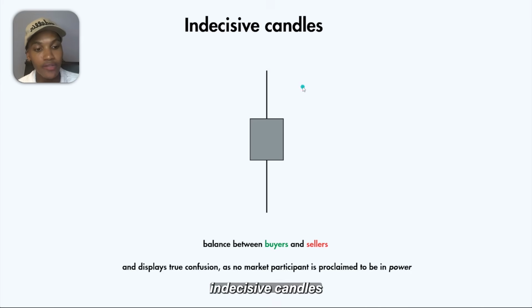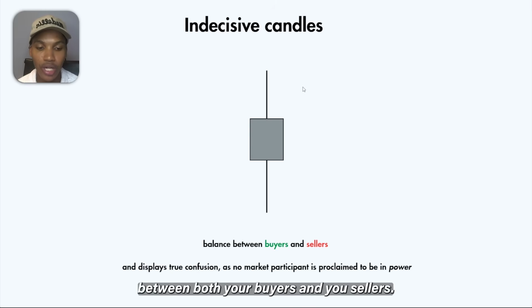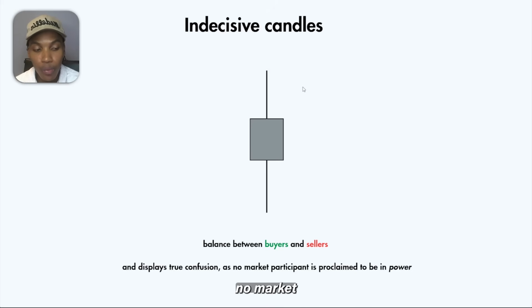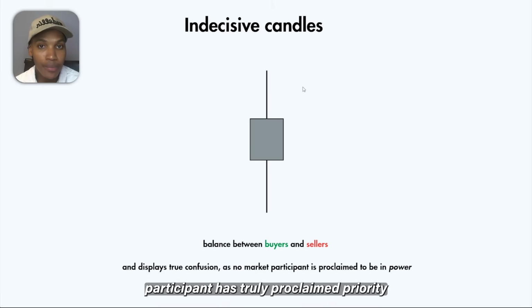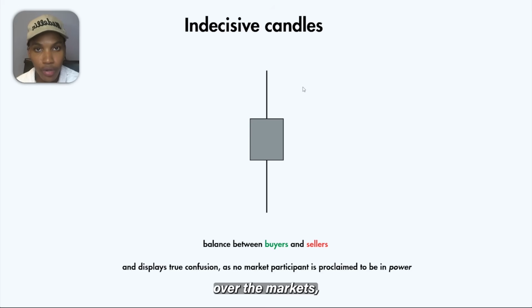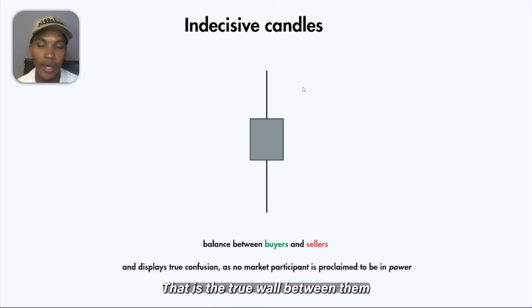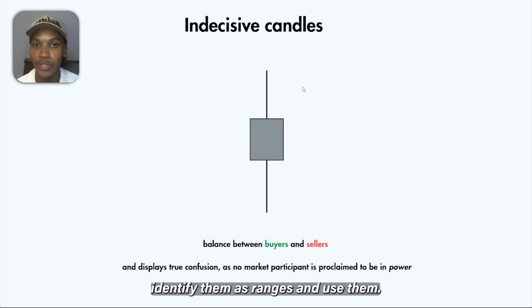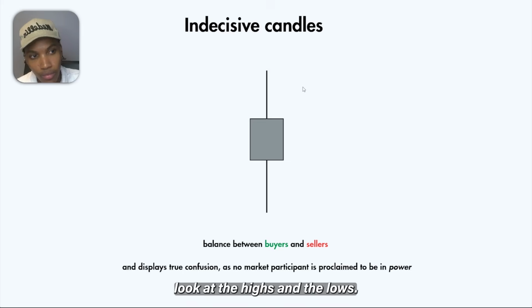Now, your indecisive candles have a very interesting facade. They are a balance between both your buyers and your sellers. And this displays true confusion, as no market participant has truly proclaimed priority over the market, neither the buyers nor the sellers. That is the true war between them. And within these, it's usually best to just identify them as ranges and use them quite simply, similar to how we're looking at liquidity at the highs and the lows.